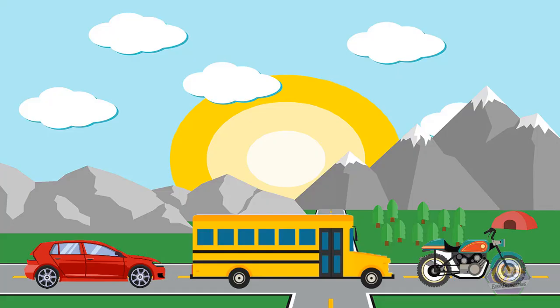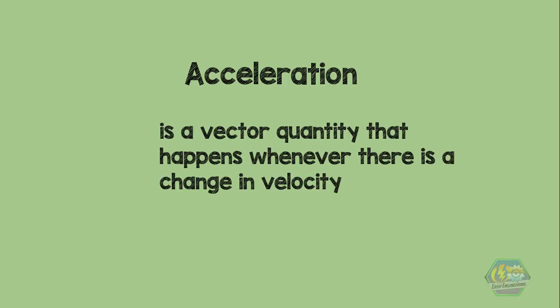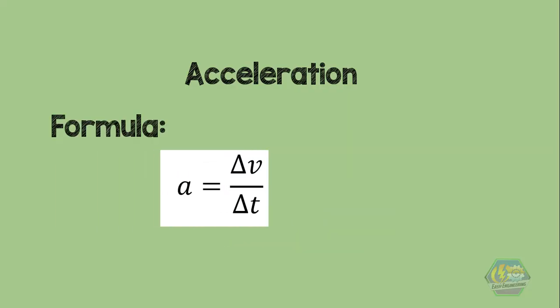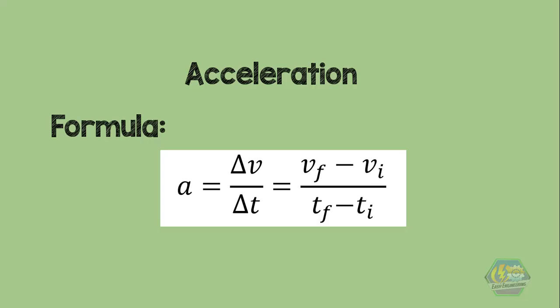Right now, we are going to learn more about the final mathematical quantity of a motion along a straight line, which is acceleration. Acceleration is a vector quantity that happens whenever there is a change in velocity. Its SI unit is meters per second squared. In mathematical sentence, it is expressed as acceleration a is equal to the change in velocity v over the change in time t. In other words, it is the final velocity minus initial velocity divided by final time minus initial time. Now let us have three different scenarios for you to understand acceleration.